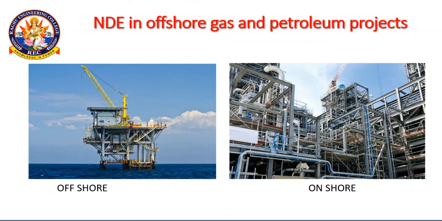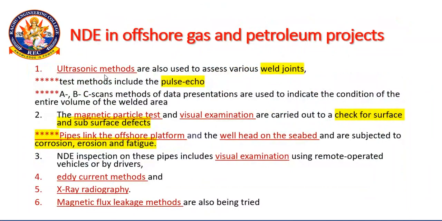And the next one is onshore. By seeing this image, you can observe that there are so many pipelines here. So many pipelines. Whatever petroleum industry is there onshore, it is full of pipes and tanks. And what are the tests?